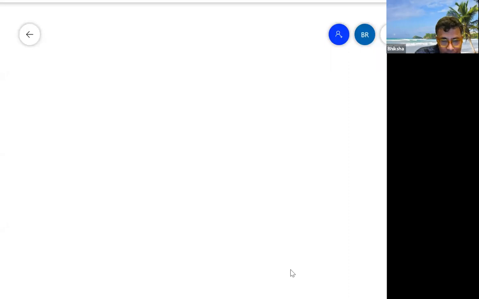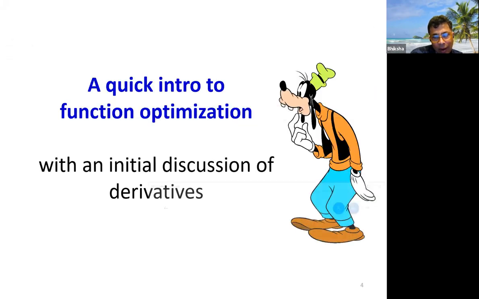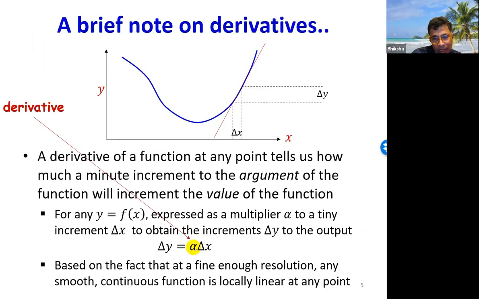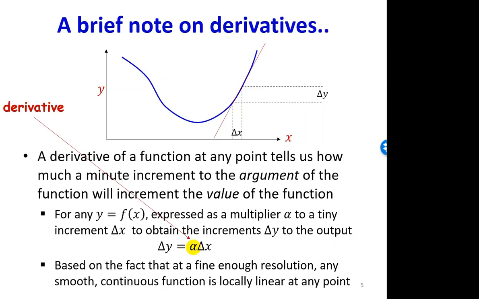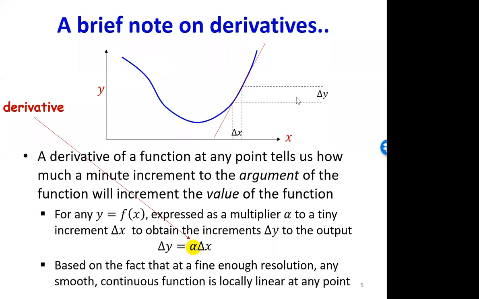Yeah, go ahead. As a limit. As a limit. So limit, fine. Limit as a small perturbation goes to 0. Good answer. But then here is what we really mean by derivative. It's a limiting case of something, but a derivative of a function at any point tells us how much a minute increment to the argument of the function will increase the incremental value of the function.